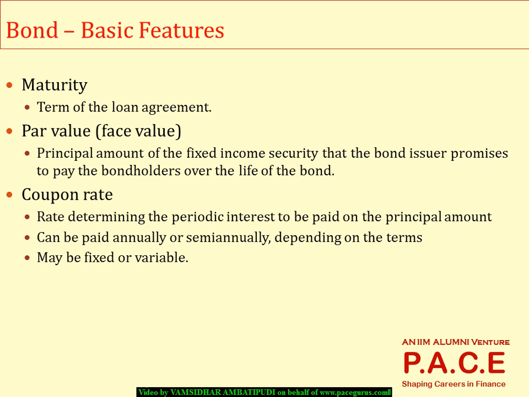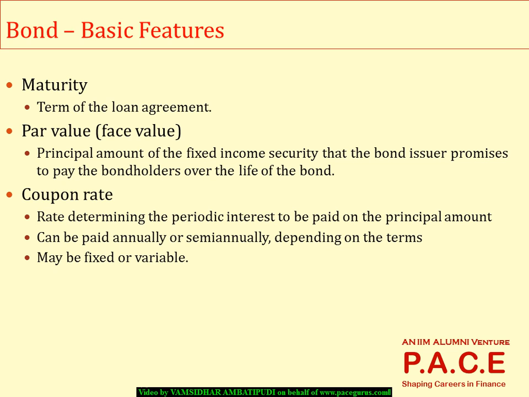Whenever we talk about the par value, it is the amount that would be paid at the maturity of the bond. And there is something called a coupon, which we have discussed earlier also. It's a continuous periodic payment that would be paid by the issuer to the holder, by the borrower to the lender, at regular intervals of time.